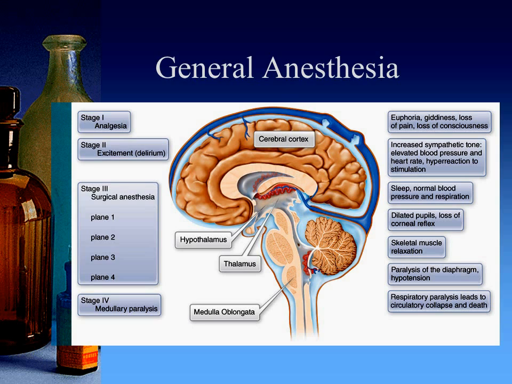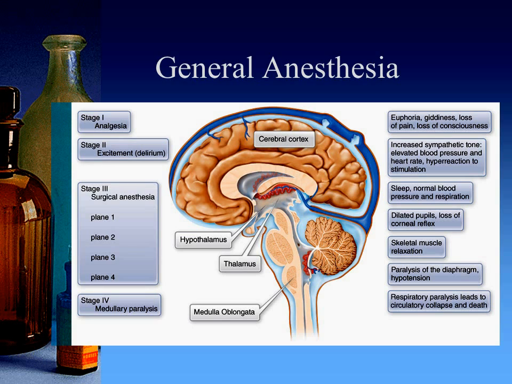So, this is our place where our surgical procedures are being done, in stage 3 of general anesthesia. Stage 4 is called medullary paralysis. Basically, paralysis of the medulla oblongata.